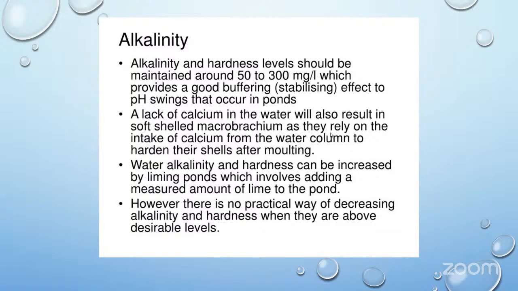Water alkalinity and hardness can be increased by liming ponds, which involves adding a measured amount of lime to the pond. However, there is no practical way of decreasing alkalinity and hardness when they are above desired levels.